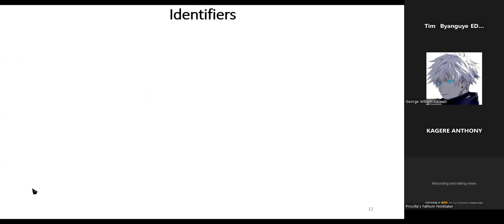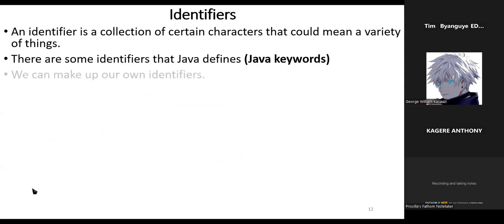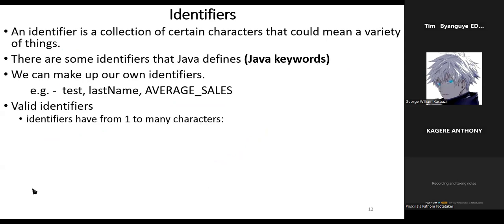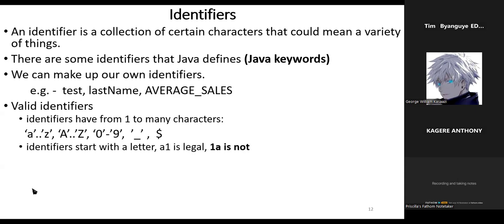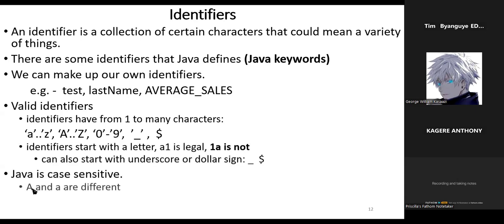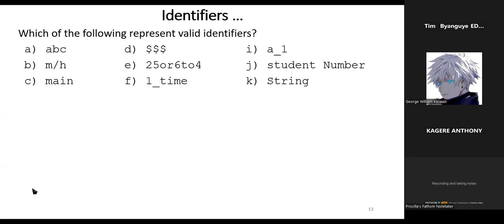So comments do not appear. We don't even need to waste time. Identifiers, we talked about identifiers. These are just some of the comments that show you what identifiers are. In fact, I've already explained how Java is case sensitive. I'll just give you a simple test. What I want you to do for me is to identify which ones are valid and which ones are not.